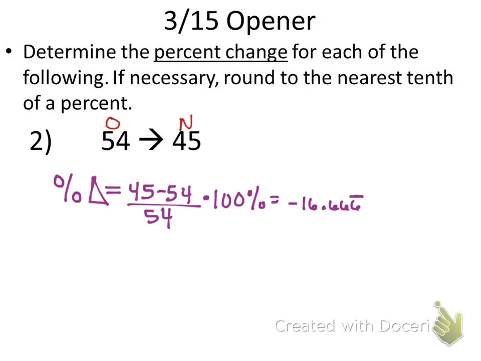How many spots behind the decimal is the tenth spot, Tanisha? 1. So I'm going to look at this 6. I'm going to look to the right of it. Is the number to the right of it 5 or larger? Yes. So what happens to the number that's underlined? It becomes a 7. So my answer is then going to be, don't forget, negative 16.7%. Good.